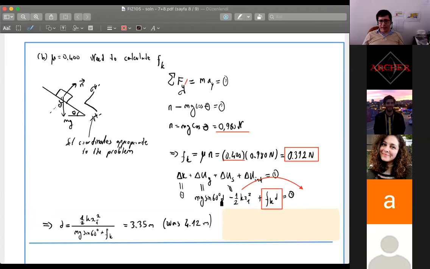So again, solve for D. This time there's the D term also here, so you need to solve them together. Here it is, mg sine 60 plus fk. If you look at this expression compared to the previous solution, there's this extra term at the denominator, so D will be smaller. Here it is, 3.35 meters. Compared to the former result, it was 4.12 meters. So as expected, when there's friction, the object goes to a smaller height. Daha az yükselebiliyor.